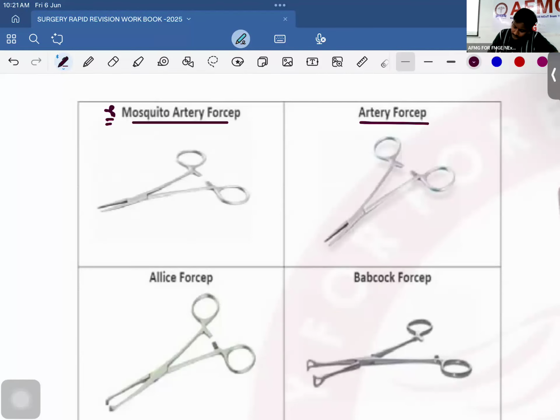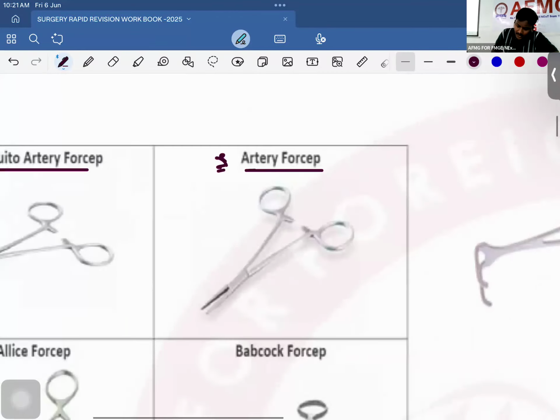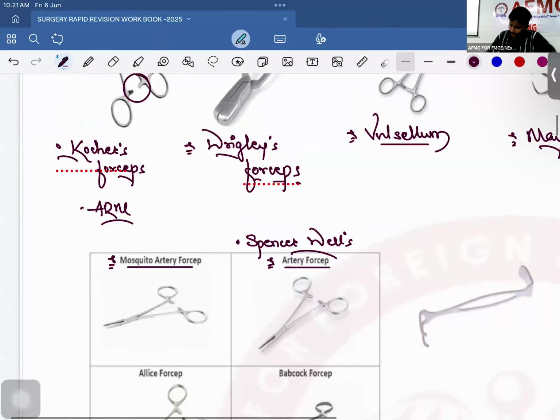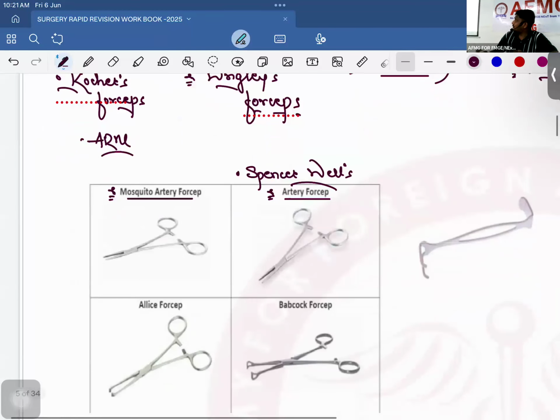Next is the artery forceps. This is a straight artery forceps, beta, and straight artery forceps is known as Spencer Wells straight artery forceps. Okay? So please remember the straight artery forceps is also known as the Spencer Wells forceps. It is generally used to clamp a bleeding vessel, that is, to achieve hemostasis. So remember, the job of the artery forceps is to clamp a bleeding vessel to stop the bleeding, or to achieve hemostasis, beta. That is important.